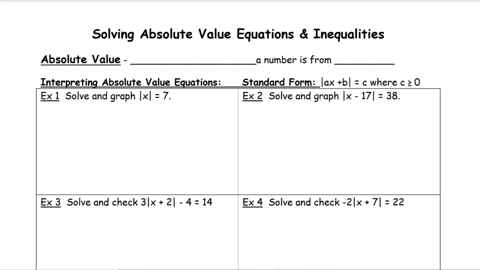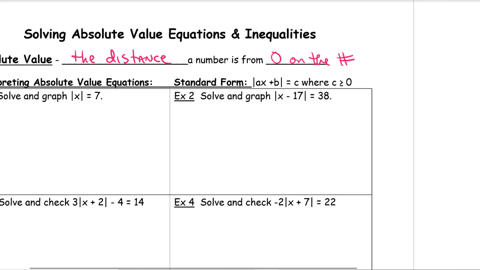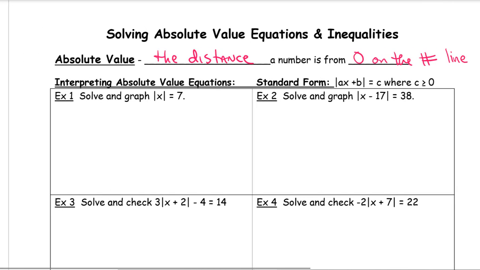Now, when we talk about absolute value, the absolute value is the distance. I want you to write this in: the distance, D-I-S-T-A-N-C-E, a number is from 0 on a number line. You'll see that it's absolute value.